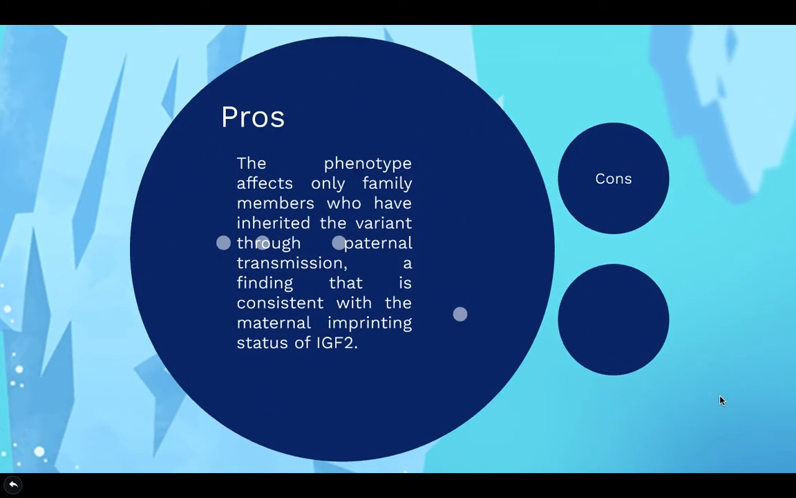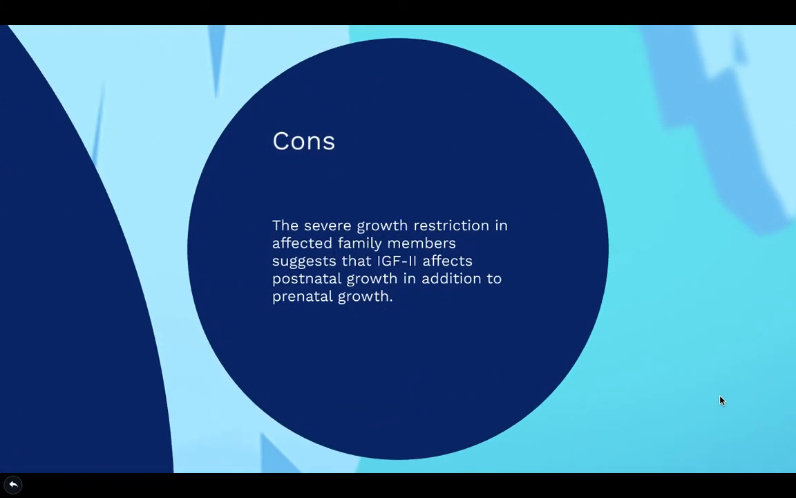Pros and cons. Pros: the phenotype affects only family members who have inherited the variant through paternal transmission, a finding that is consistent with the maternal imprinting status of IGF2. Cons: the severe growth restriction in affected family members suggests that IGF2 affects postnatal growth in addition to prenatal growth.